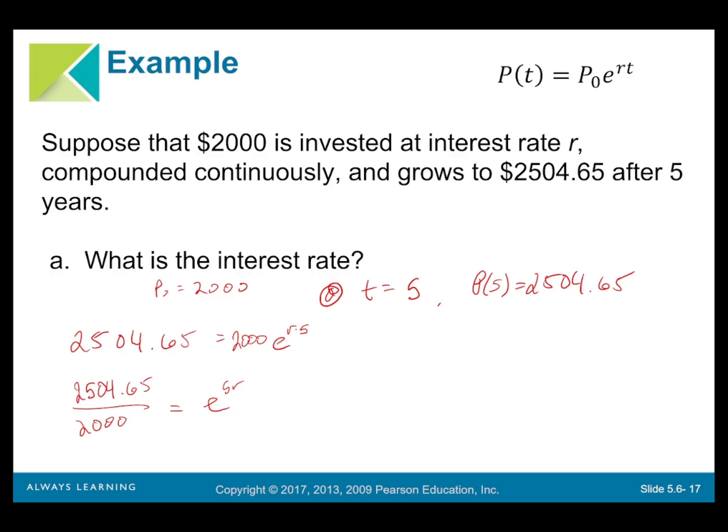Now, of course, take the natural log of both sides. We get natural log 2504.65 over 2,000 equals 5r. Again, natural log of e cancels out, and we just get the exponent 5r. Now we're one step away. We divide by 5, and we get ln of 2504.65 divided by 2,000, all over 5. That's our r value, and we'll turn to the calculator to solve for this.